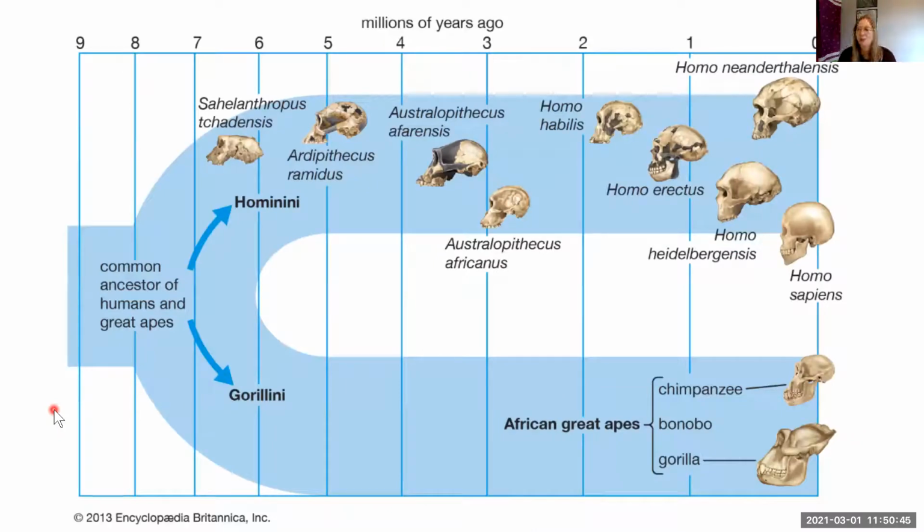Here we have a tree showing us the divergence between the human lineage, which is on the top, and the other great ape lineage, which is on the bottom. So the human lineage is hominini. Another group could be hominids, but that's a larger group, so the hominini. And we have this branching between us and the great apes about 9 to 8 million years ago. So a long time ago.